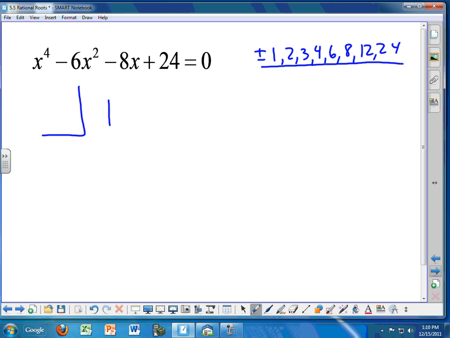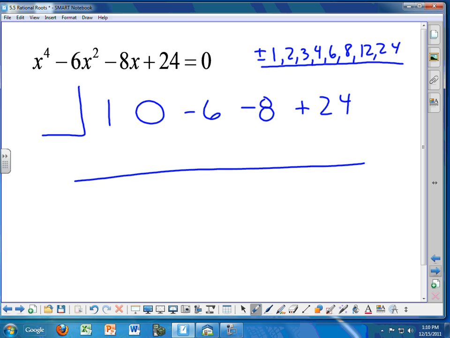Let's start by putting in our coefficients. We're missing the x cubed term, so we'll put in a 0 there. Minus 6, minus 8, plus 24. And then leave a little gap. Of course, our desire is to get a 0 right here. We're going to put a little happy face. Well, if we didn't know that 2 was an answer, we wouldn't really know where to start here.